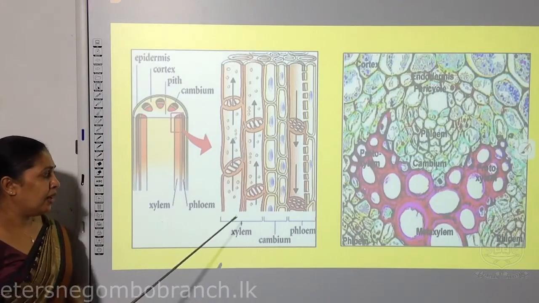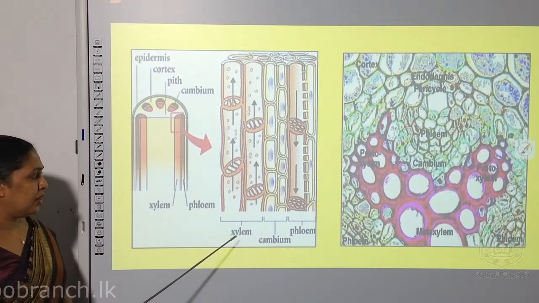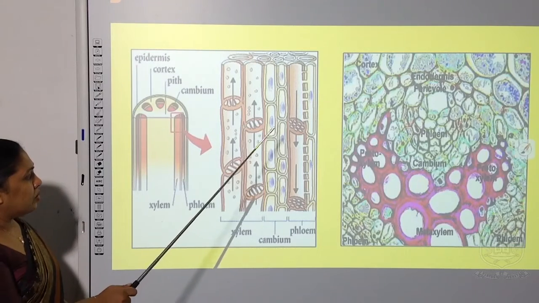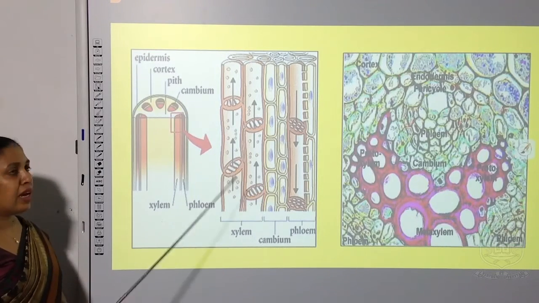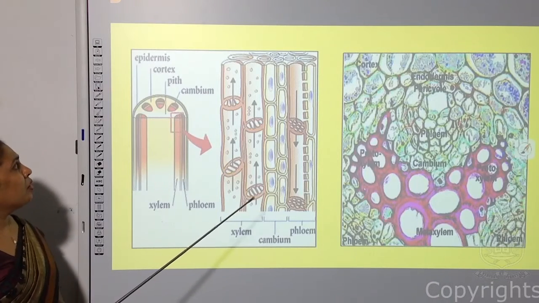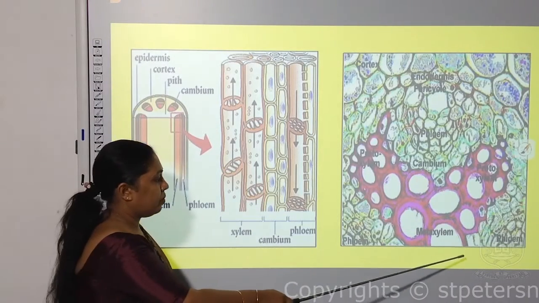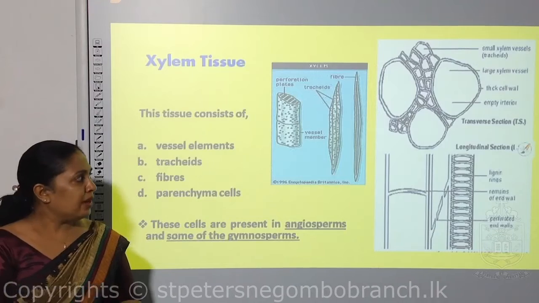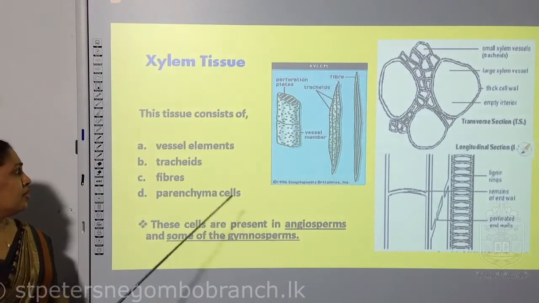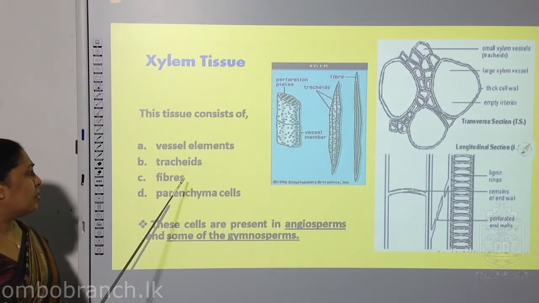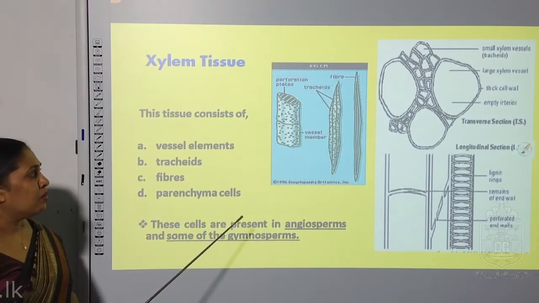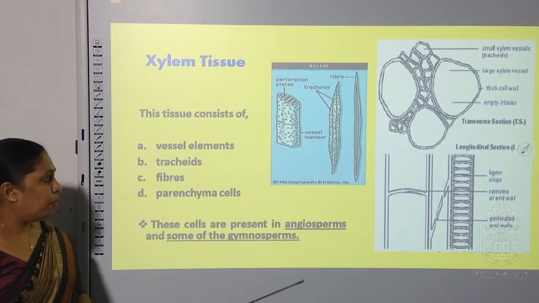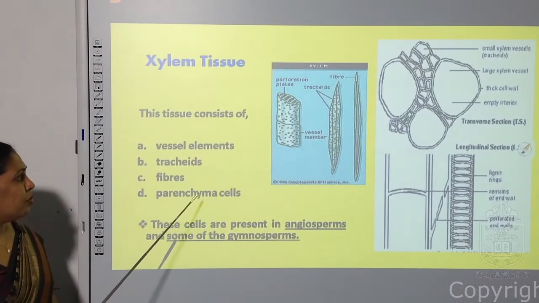If you use an LS, you can see they exist in a combined manner. So these are the flowing directions of the xylem and the phloem. They occur in the vascular bundle. The xylem tissue consists of vessel elements, tracheids, fibers, and parenchyma cells. So in the vascular tissue, the xylem is one of the main parts, and it has these types of tissues.